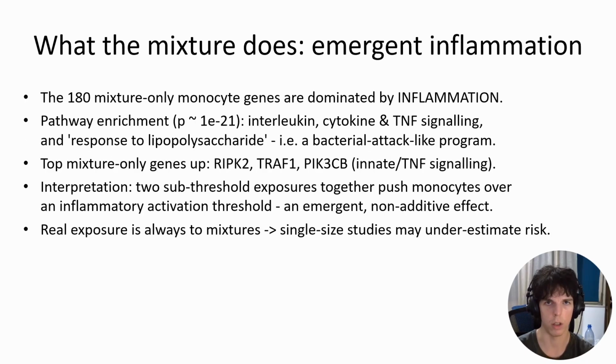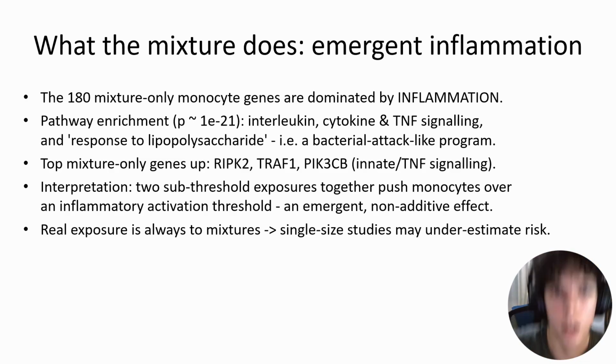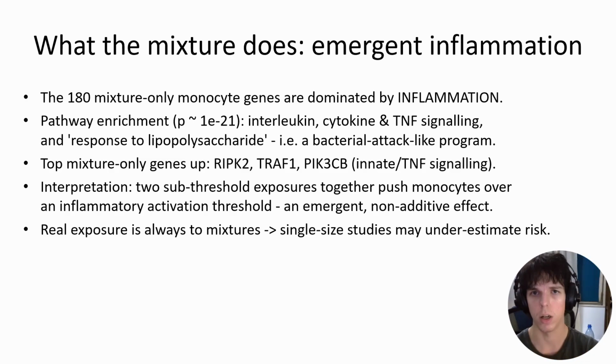So what's the new thing? I ran pathway enrichment on those 180 mixture-only monocyte genes, and it points clearly at inflammation. The top pathways with strong statistical support are interleukin, cytokine, and TNF signaling. And the last one is the program a monocyte runs during a bacterial infection, except here it's set off by plastic. And two of the strongest genes, RIPK2 and TRAF1, coordinate immune and TNF genes.